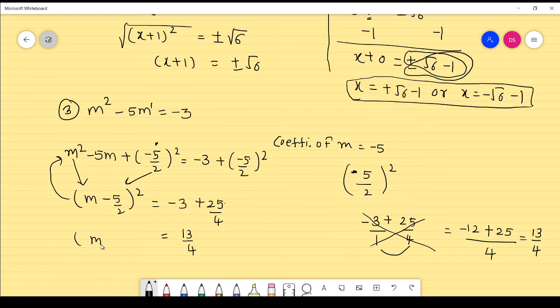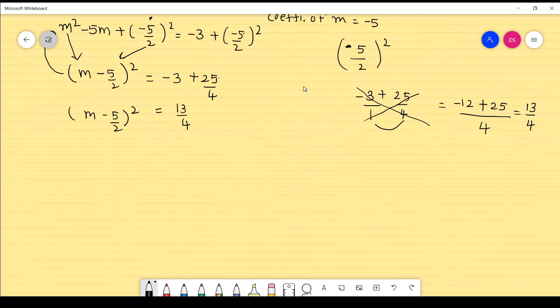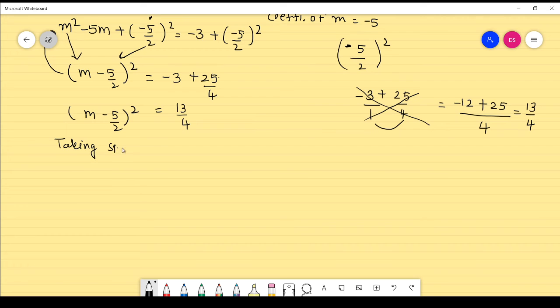So m minus 5 by 2 whole bracket square is equal to plus 13 by 4. Now what is our next step? Take square root on both sides. Next step is take square root on both sides, right? So how to take a square root, right? Take a square root on both sides.